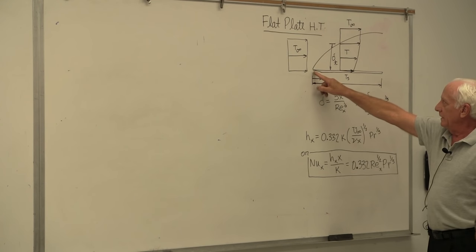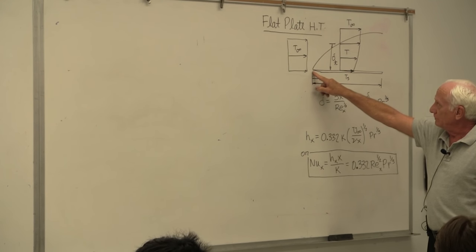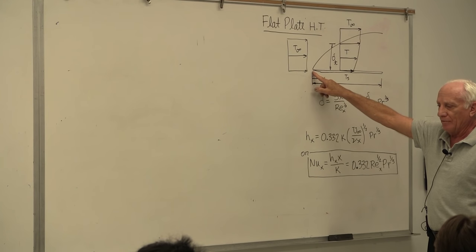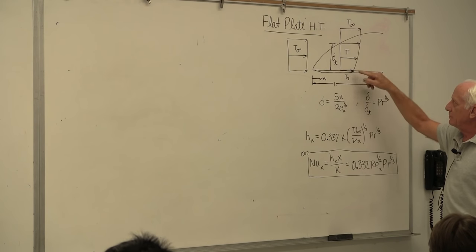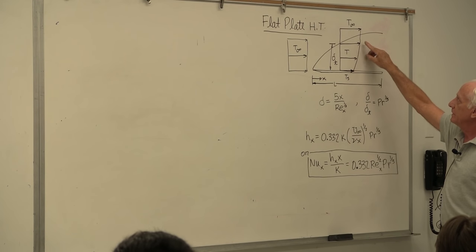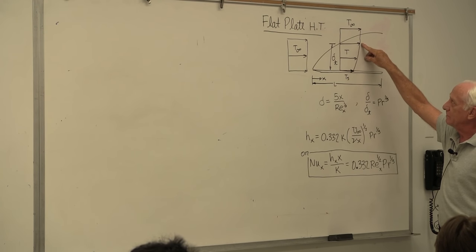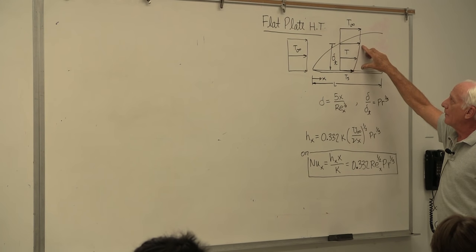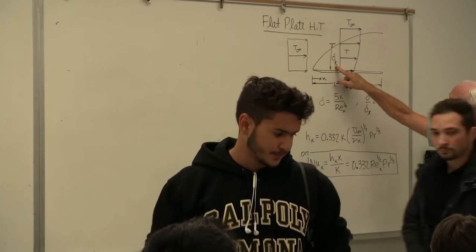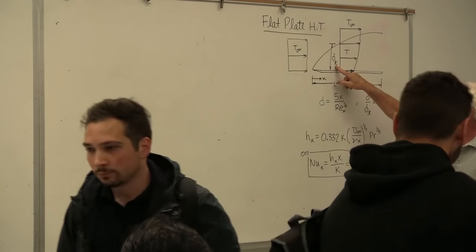When the flow hits the flat plate, parallel flow, something called a boundary layer starts to build up. A boundary layer is the region where the temperature varies from the surface temperature to 99% of the free stream temperature, or the temperature difference. We call that delta T. The T stands for thermal or temperature.